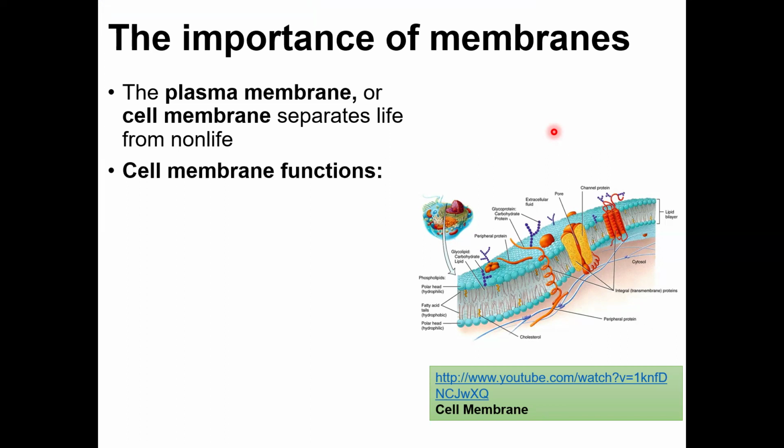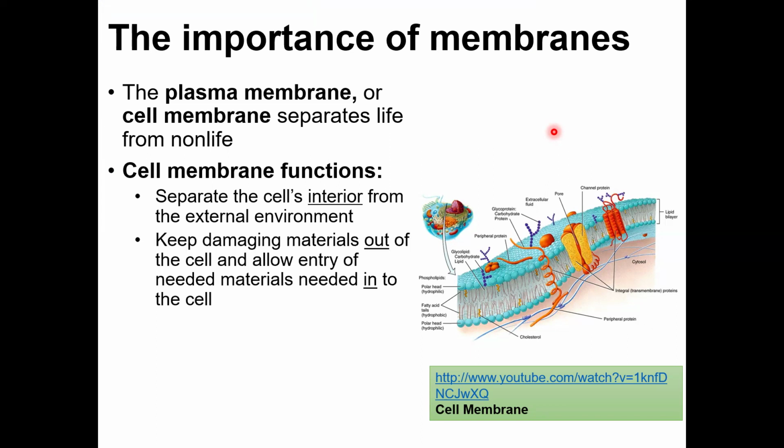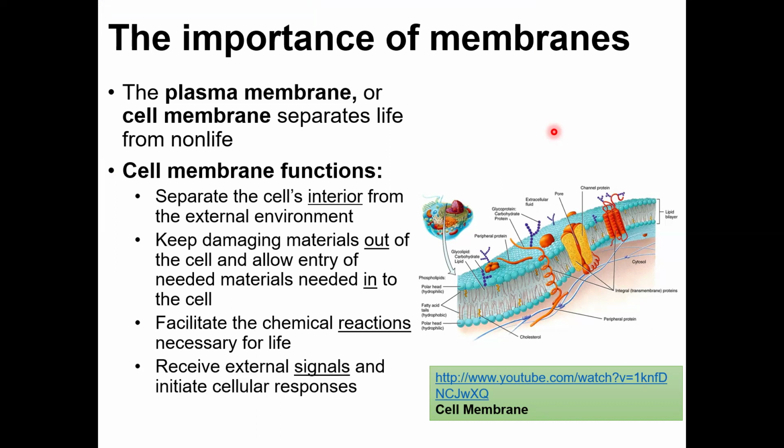And several functions of the cell membrane itself include separating the cell's interior from the cell's external environment, keeping damaging materials out of the cell and allowing entry of needed materials, and facilitating the chemical reactions that are critical for life itself. And then it also receives external signals and initiates any cellular responses, and basically adheres to any neighboring cells or the extracellular matrix, or what is called the ECM.